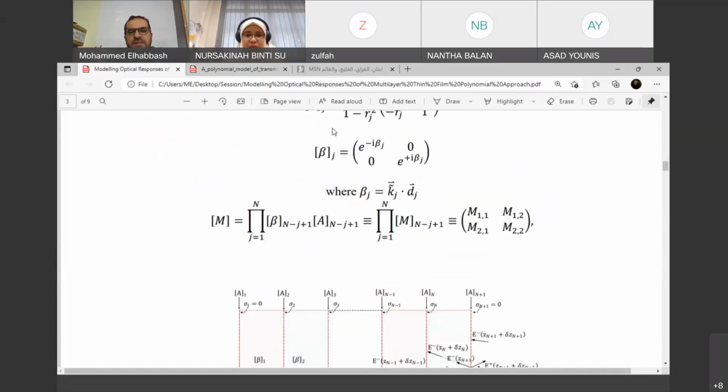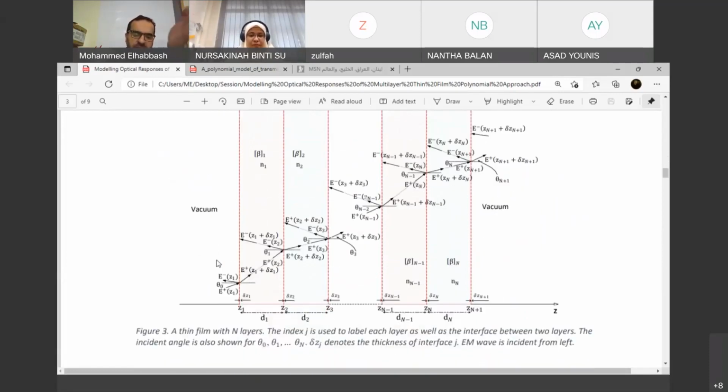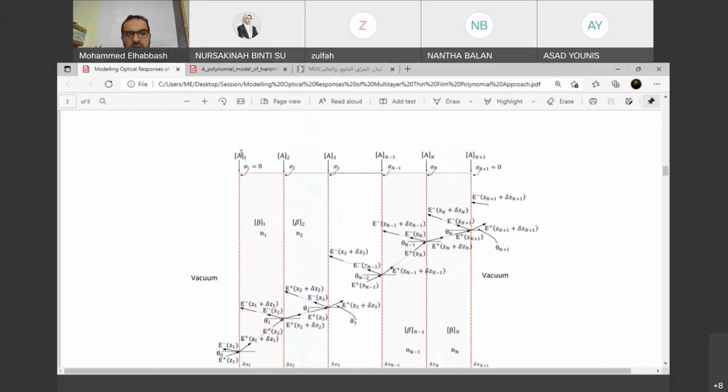If we want to represent the electric field which travels, from light, from left to right, we have here the electromagnetic field traveling from the vacuum and passing through these N layers, then coming out to the vacuum again. So we want to represent this traveling. So we have here one matrix for the interface between vacuum and the first material or the first layer.